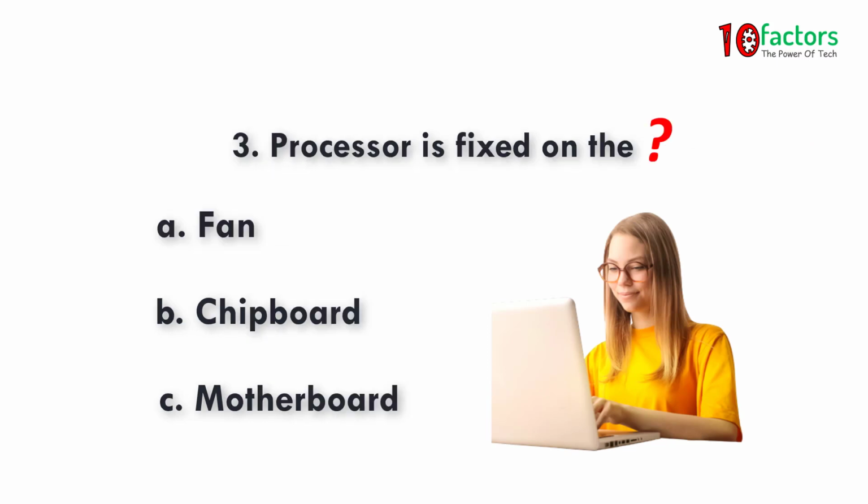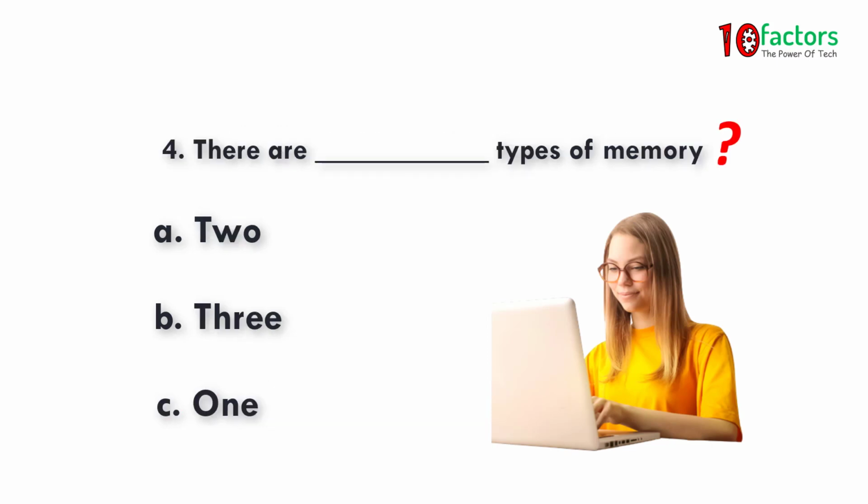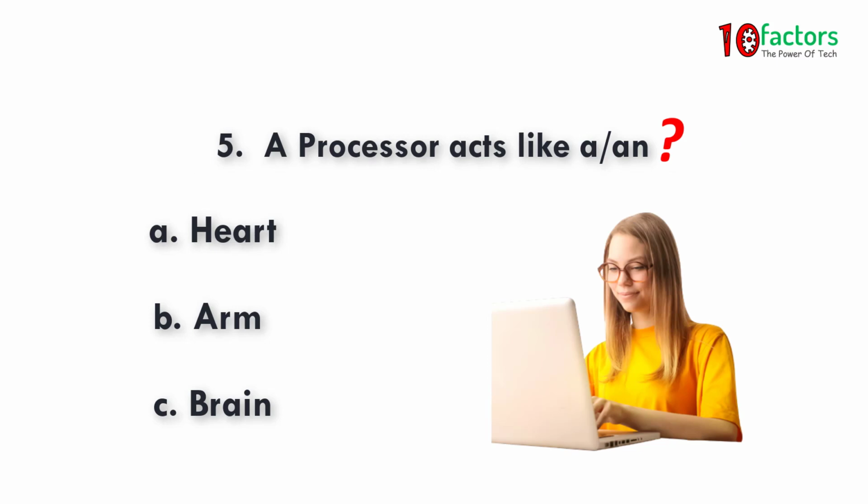System unit. Question 3. Processor is fixed on the: A. Fan. B. Chipboard. C. Motherboard. Right answer, C. Motherboard. Question 4. There are types of memory. A. 2. B. 3. C. 1. Right answer, A. 2. Question 5. A processor acts like a/n: A. Heart. B. Arm. C. Brain. Right answer, C. Brain.